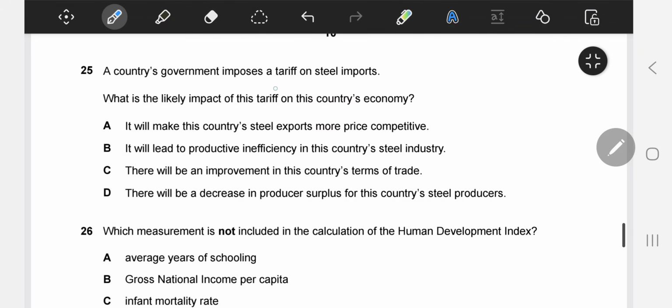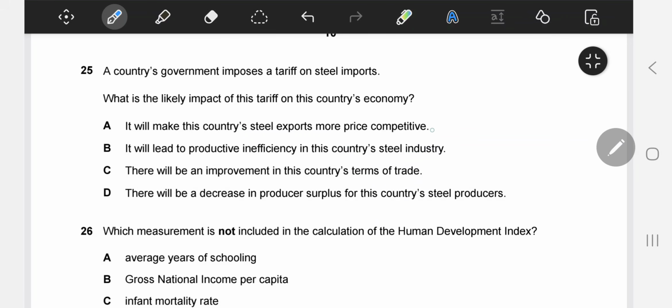A country's government imposes a tariff on steel imports. So imported steel is going to be expensive, and also the quantity is going to reduce. What is the likely impact of this tariff on the country's economy? It will make the country's steel exports more price competitive.